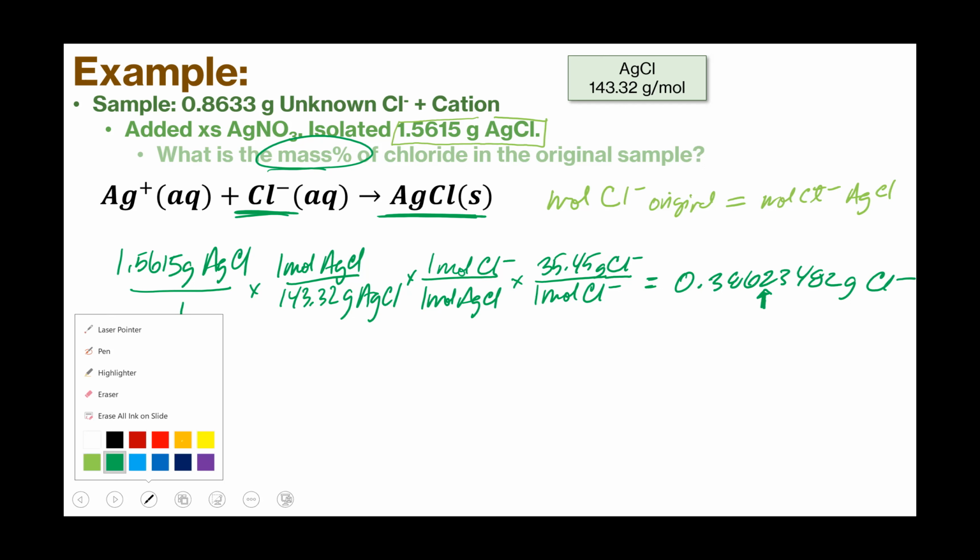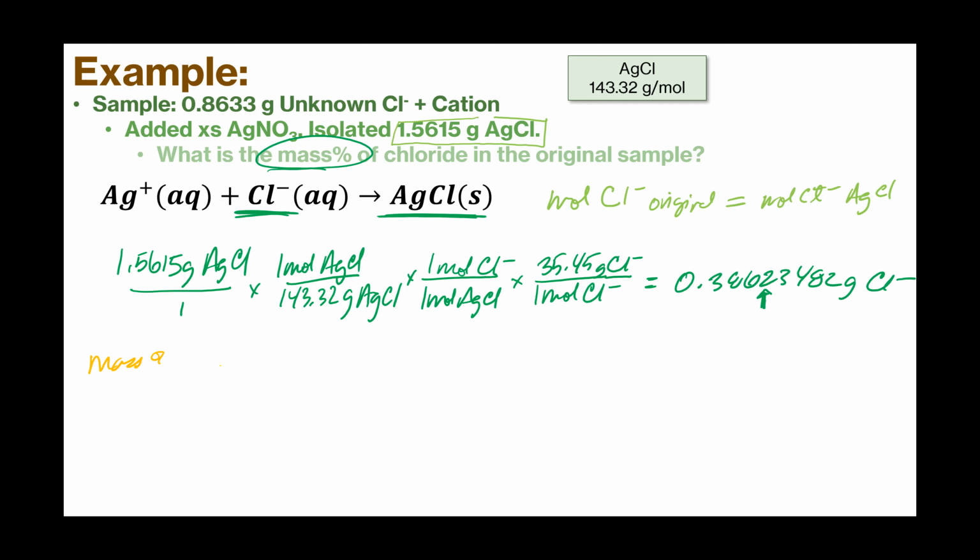So let's get us some mass percent. Remember, mass percent is always grams of something in the total divided by total grams times 100. So here we're going to have grams of chloride, and we're going to be dividing this by the grams of sample. This is going to give us the percent of chloride in our sample.